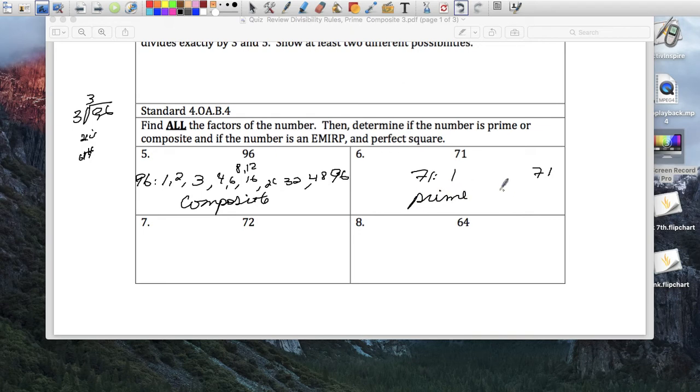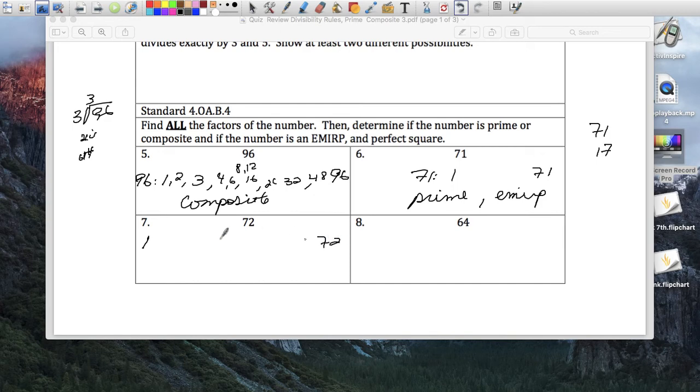Is it a perfect square? No. Is it an IMERP? Yes, it is, because if I take 71, switch the digits, it becomes 17. 17 switched around, it's also prime. So prime and IMERP.